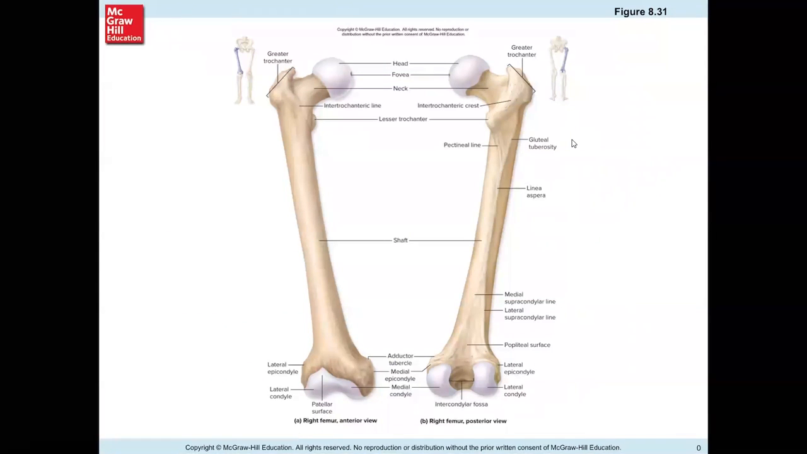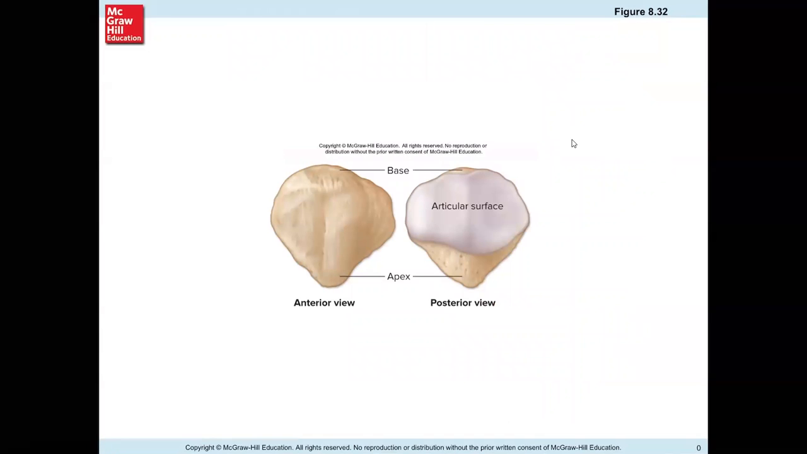Now here we go to the femur. The femur is the biggest bone in the body, so it's the top leg bone. And I'm good if you know it's the femur. This is the patella. So that's the kneecap.